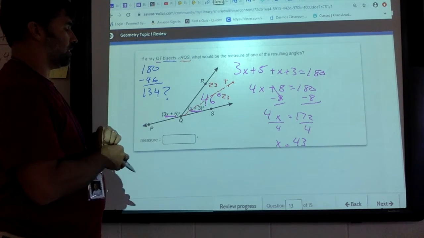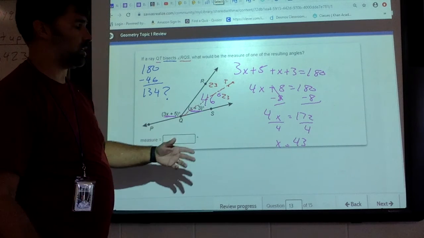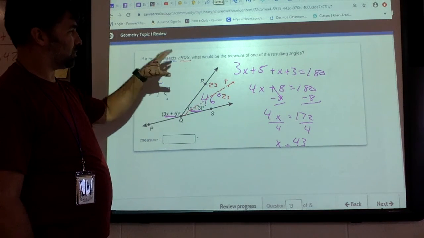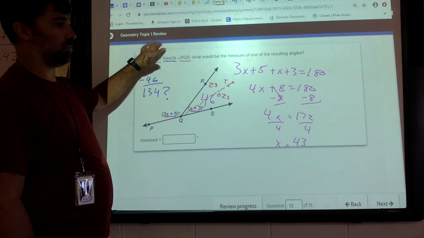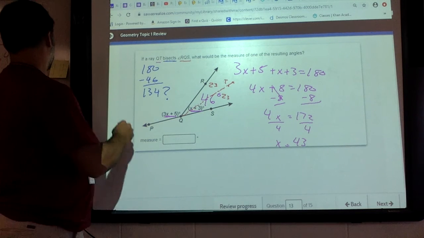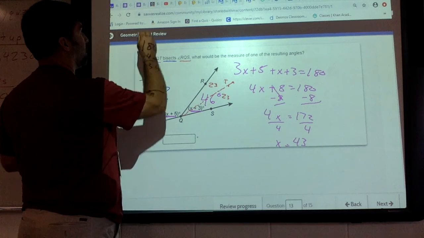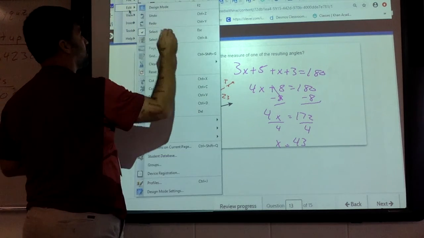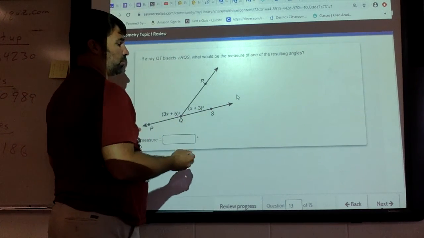A lot of people would put either 43 just because that's what x is, or 46, but you got to read the question and know what it's saying. You got to understand the word bisect, what bisect means. Okay, so 23 will be the answer to that. You're going to have one just like it on the test, so just be careful.